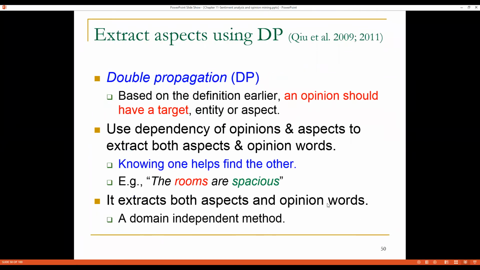And double propagation is based on a definition earlier. An opinion should have a target entity or aspect. It uses dependency of opinions and aspects to extract both aspects and opinion words. Knowing one helps find the others. The example here is the rooms are spacious. It extracts both aspects and opinion words, and it's a domain independent method.